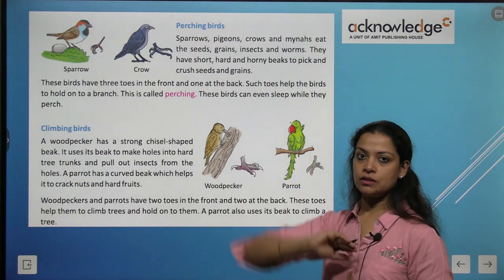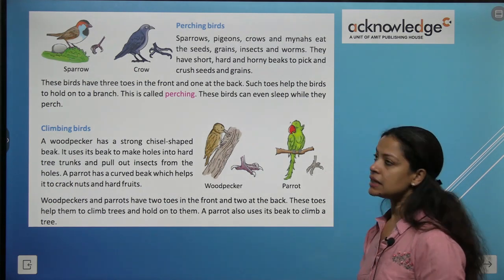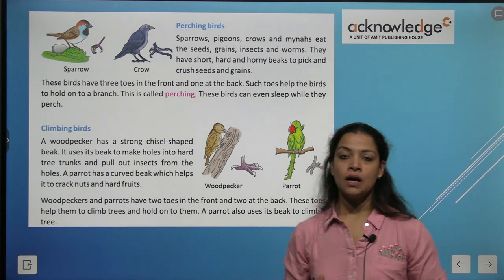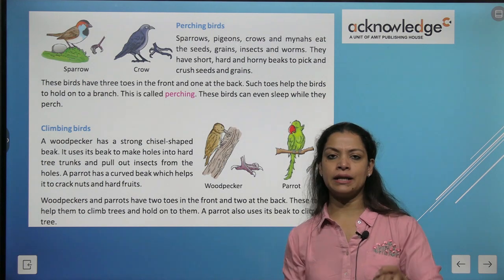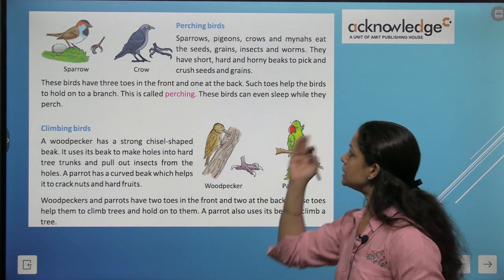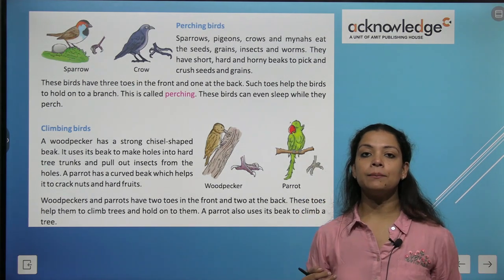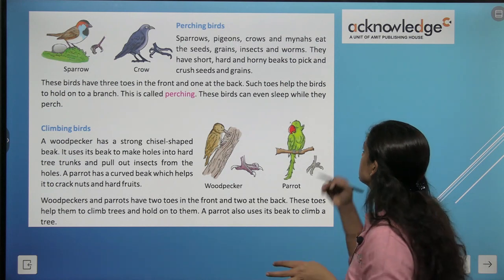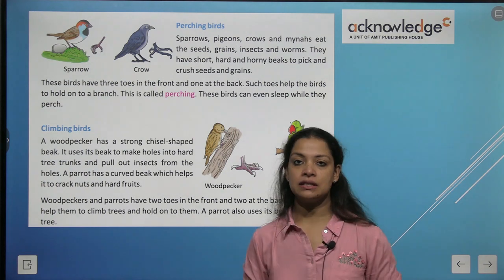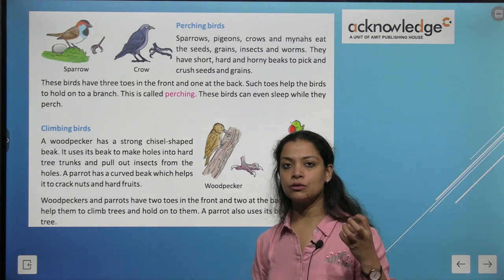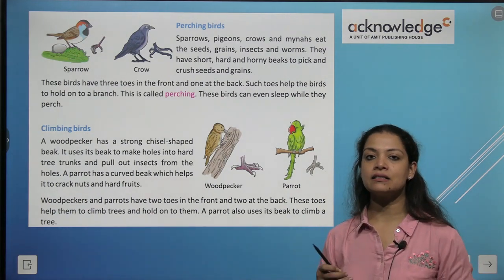Then perching birds. Which ones are they? Sparrows, pigeons, crow, myna. They eat seeds, grains, small insects and worms. You must have seen on the terrace or balcony that we keep a platter of grains or some rice, some seeds. So these kinds of birds, sparrow, pigeon, myna, crows, are called perching birds. They come to our terraces and they feed on these grains. They have short, hard and horny beaks to pick and crush seeds and grains. What are their beaks like? Small and short, but they are hard so that they can grind the seeds they are eating.